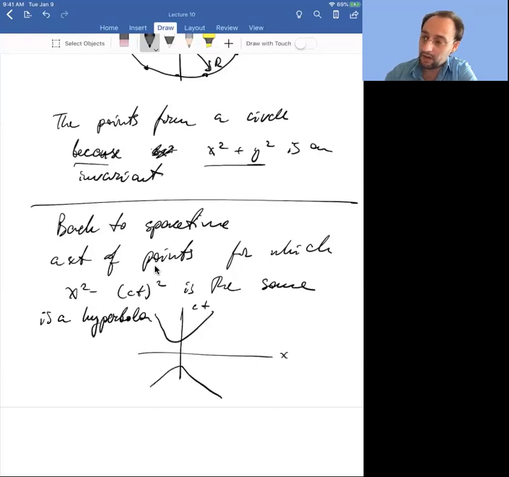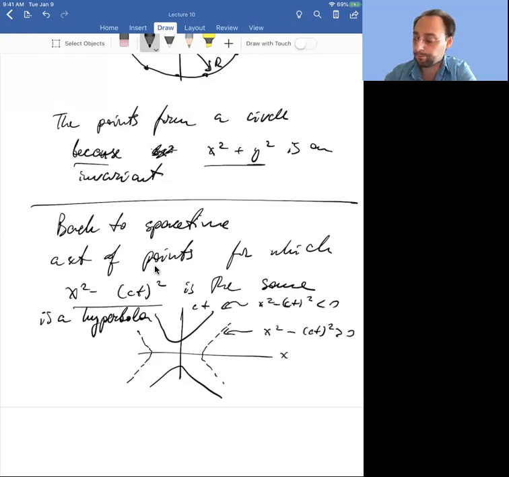This is a hyperbola for which this thing is negative. And this is a hyperbola for which this thing is positive. So here, x squared minus ct squared is less than 0. And here, x squared minus ct squared is bigger than 0. Okay? Convince yourself of that.